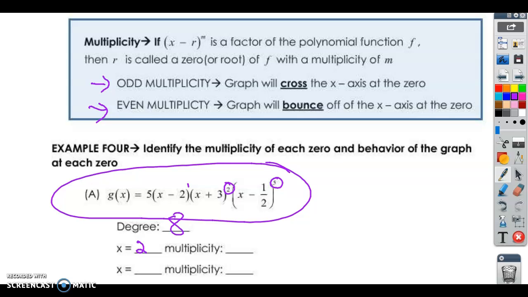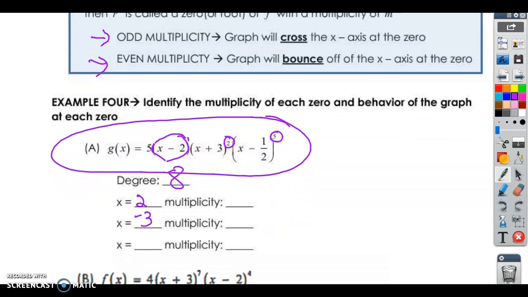2, right? Because if I set this parentheses equal to 0, I would get x is 2. The next parentheses is x plus 3, so I have a 0 at negative 3, and I also have a 0 at 1/2. Okay, what's the multiplicity of my first factor here? That has an exponent of 1, so the multiplicity will be 1.